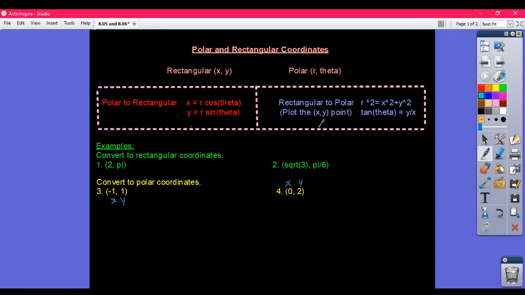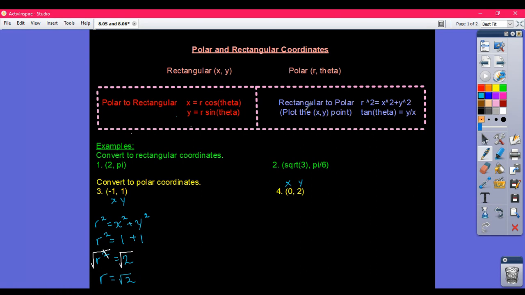And to find the r value, I'm just going to take r squared equals x squared plus y squared, going back to the Pythagorean theorem because it's where it came from. From here, I'm going to square -1, which would give me 1, and that is added to y squared, which is also 1 squared, and that's 1. So r squared equals 2, and then to get rid of the square and find out what r is, I'm going to square root. Whatever I do to one side, I do to the other. So r will equal the square root of 2.